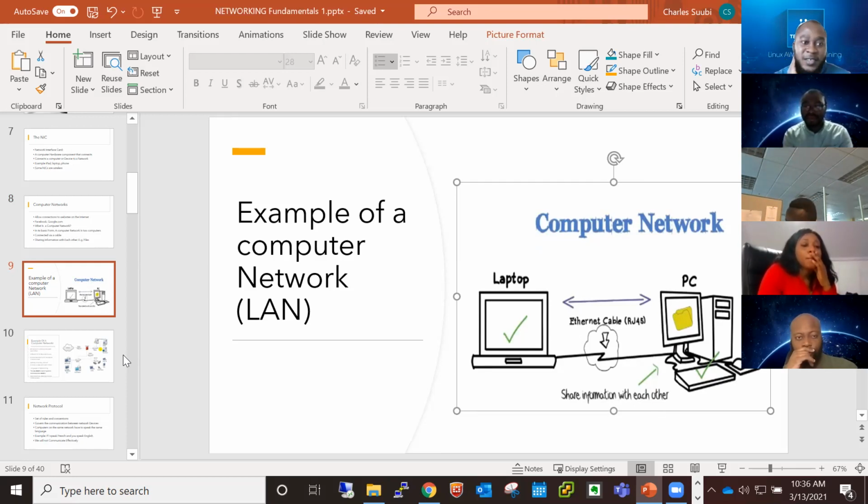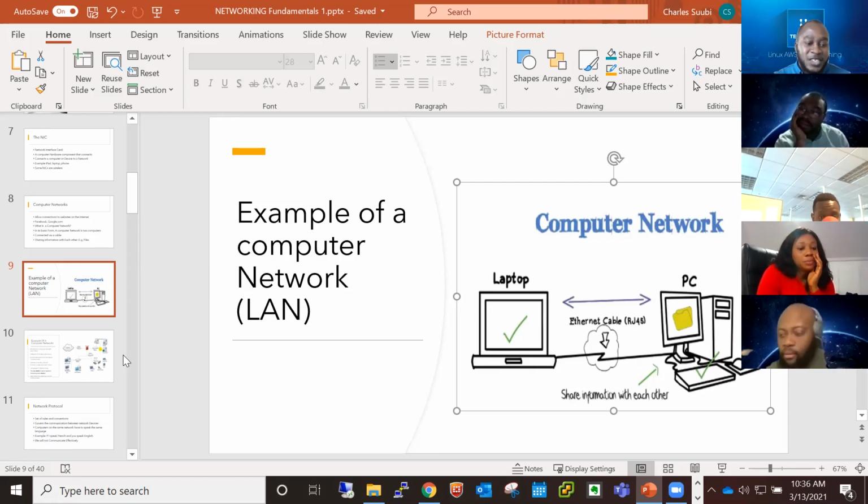Let me just throw it out there. So look at the diagram with the laptop and the PC connected together in that local area network. And if you guys look at the diagram, you realize that there is no server involved, right? It's just a cable linking the two computers together. So how do we call that type of connection, that kind of network? Peer-to-peer network. Excellent.